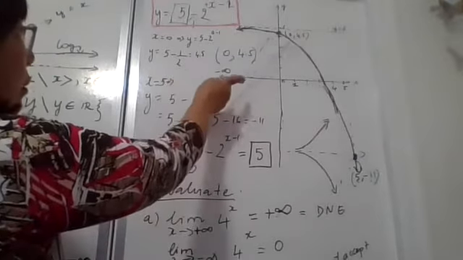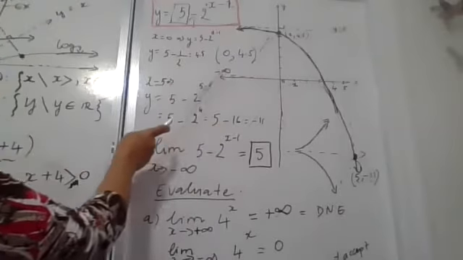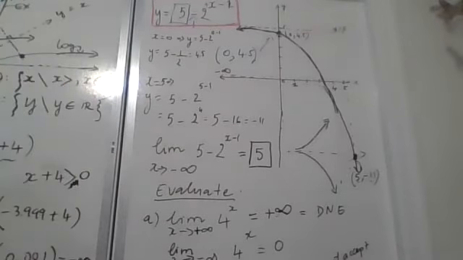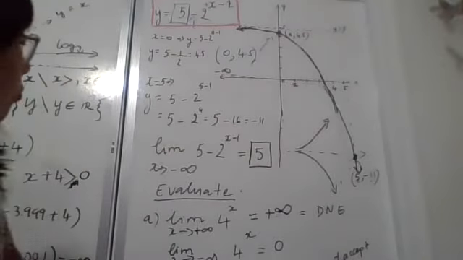And you can see this y approaches 5 when x approaches negative infinity. Okay? So that's how you sketch the graph and figure out the limit of the graph.